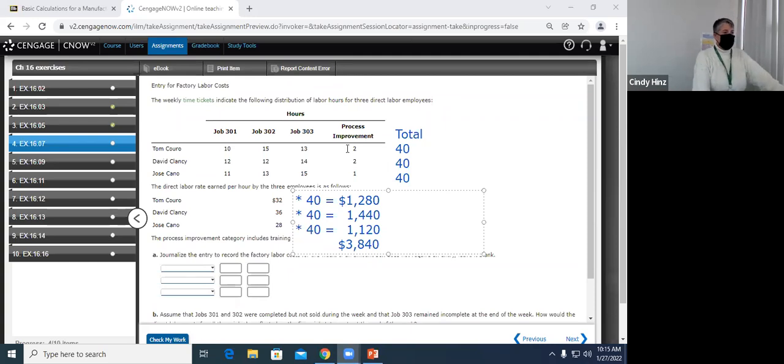So where did the total of 40 come from? I just added across each row how many hours each employee worked on each of the 3 jobs plus the process improvement. So I was just adding across this row, 10 plus 15 plus 13 plus 2 is 40. And I did that for each one of the 3 employees to verify that they did work the total of 40 hours, which is the typical, or has traditionally been the typical full-time hours.